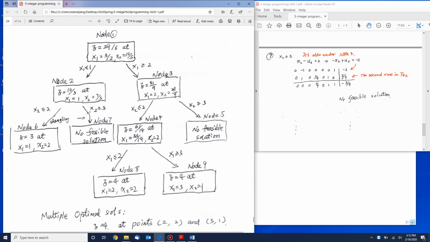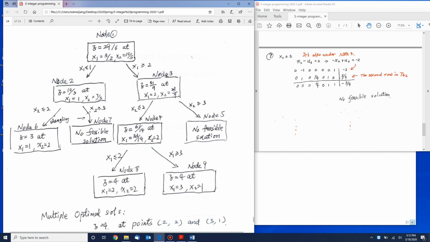We work on that x1 greater than or equal to 2. When we plug this new constraint into the final tableau in row 1, we get that z equals 41/9 at x1 equals 2 and x2 equals 23/9. And now what we do is compare these two values: z equals 10/3 and z equals 41/9.